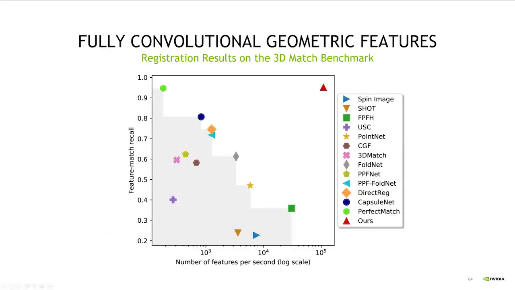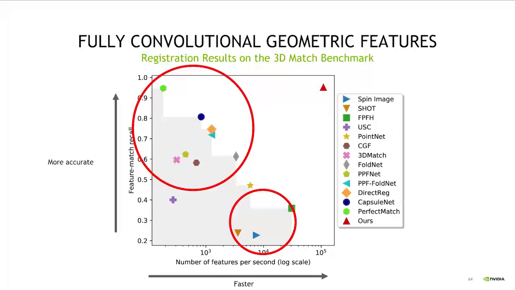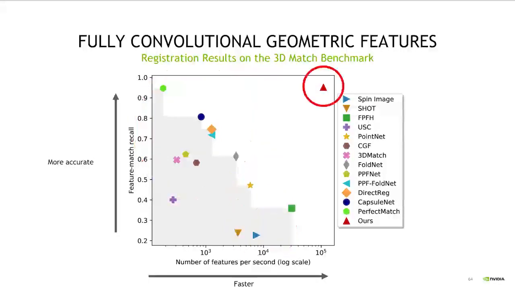We also measure the speed and accuracy of our method with all other 3D geometric features and plot the feature extraction speed on the x-axis and the feature match recall on the y-axis. Note that all learned features must sacrifice the speed to get good accuracy, and some hand-designed features have to trade off the accuracy for speed. But our feature, FCGF, outperformed all baselines while being the fastest and the most accurate.